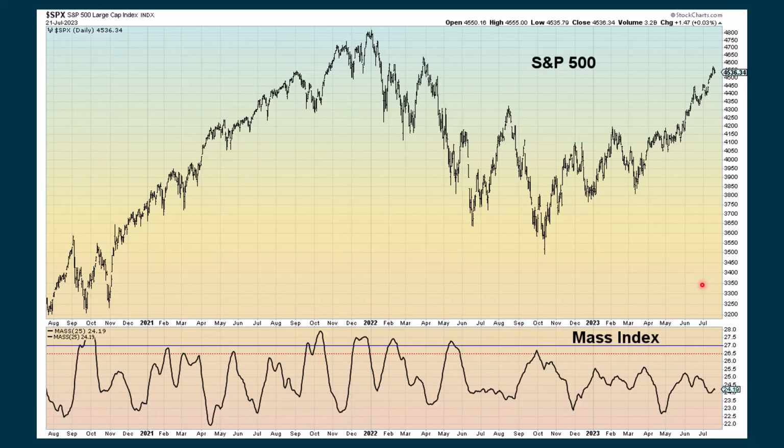The mass index, this is not generating a signal right now. When this line comes up to the dashed line and the blue line, then we pay more attention to it. Otherwise, we don't use it.